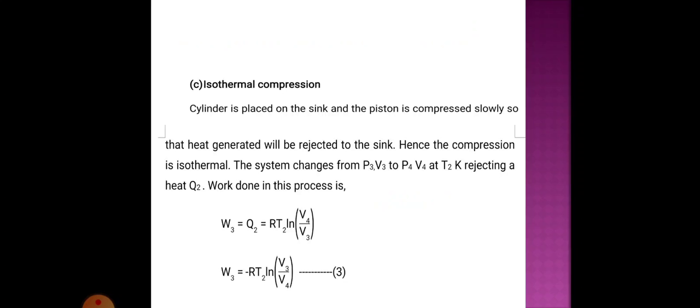That is isothermal compression. Cylinder is placed on the sink and the piston is compressed slowly so that heat generated will be rejected to the sink. Hence the compression is isothermal. The system changes from P3 V3 to P4 V4 at T2 Kelvin, rejecting a heat Q2.